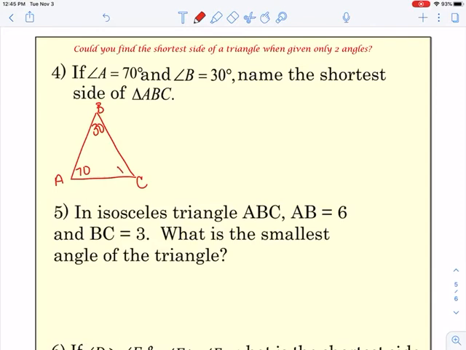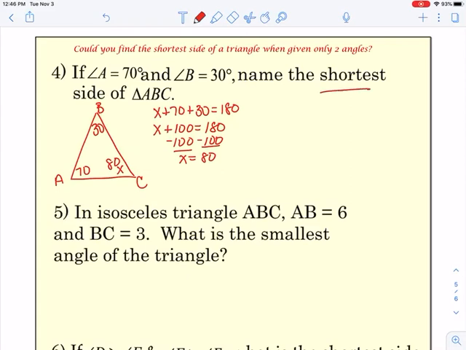So the first thing that we'll do is find that angle. All three angles need to add up to 180. So if I take x plus 70 plus 30 has to equal 180, or x plus 100 has to equal 180. Subtract 100 from both sides, and x is going to equal 80. So angle C is going to equal 80.